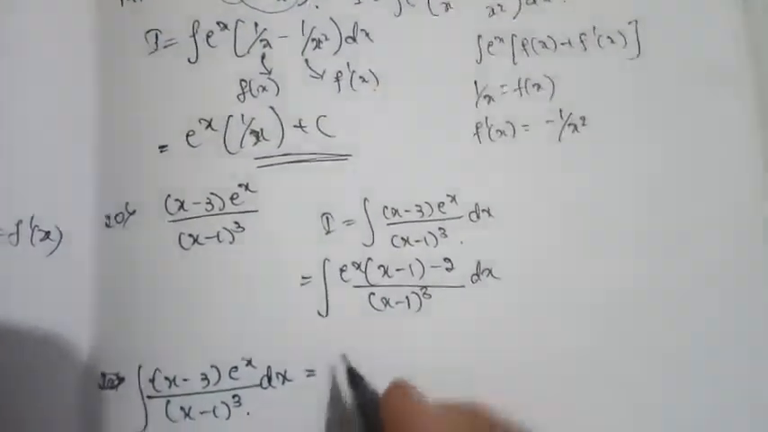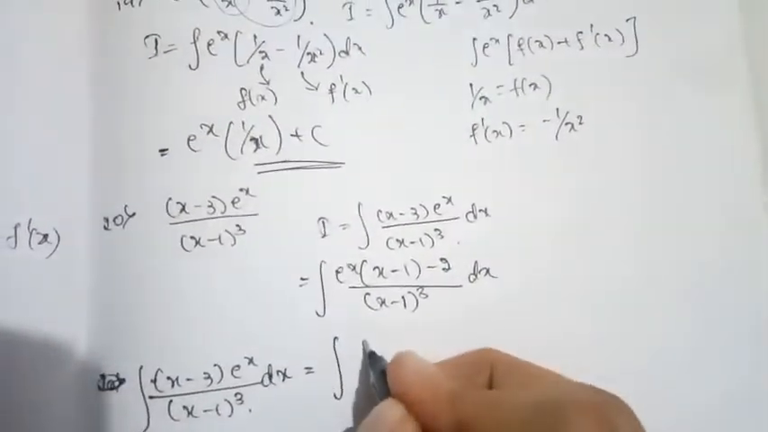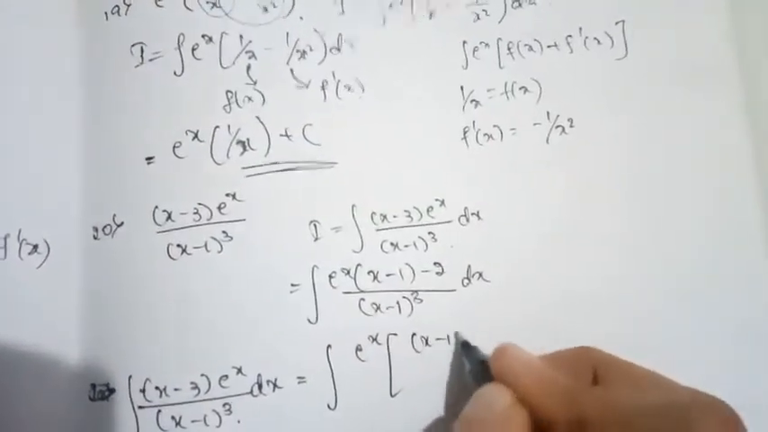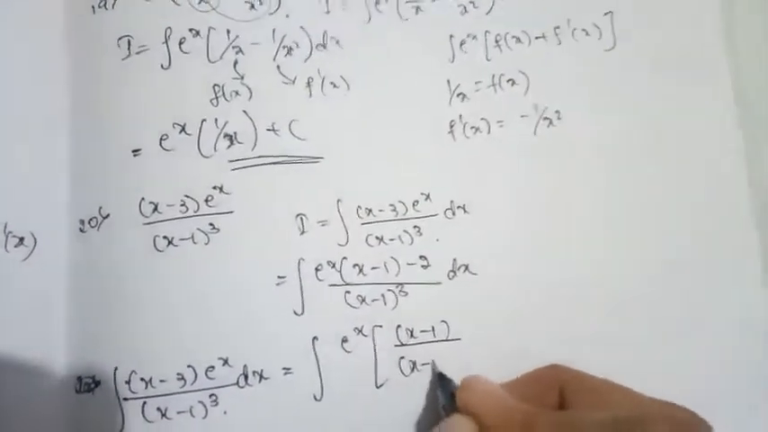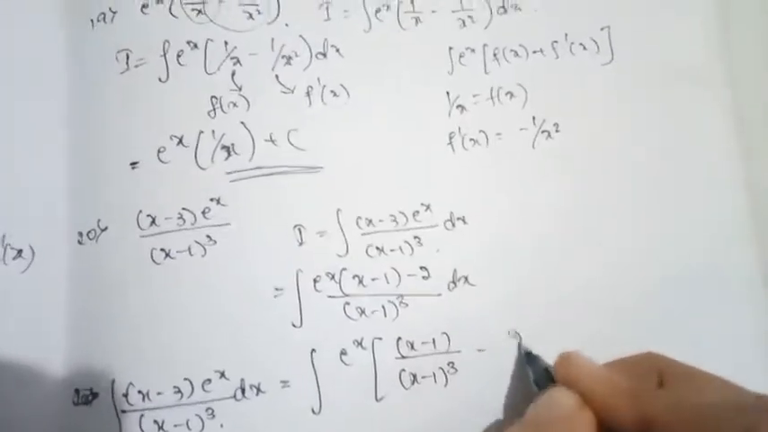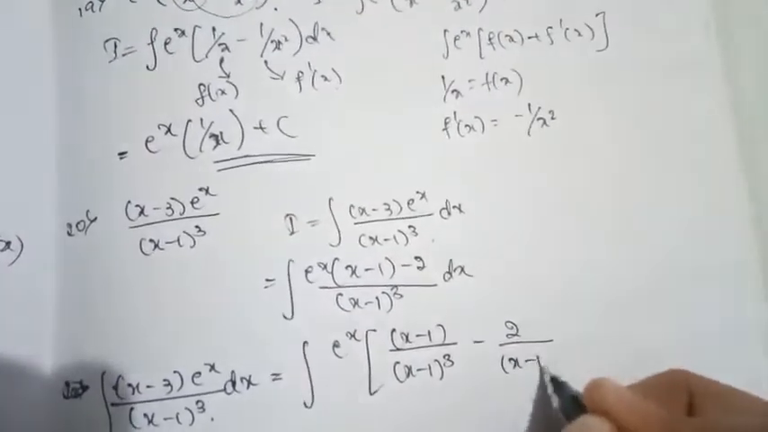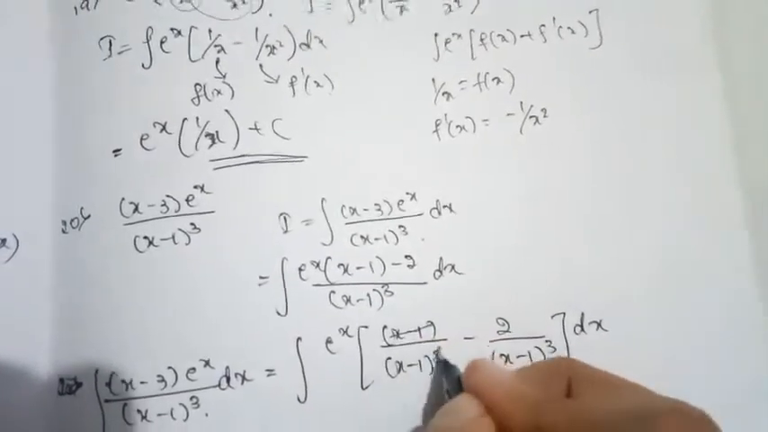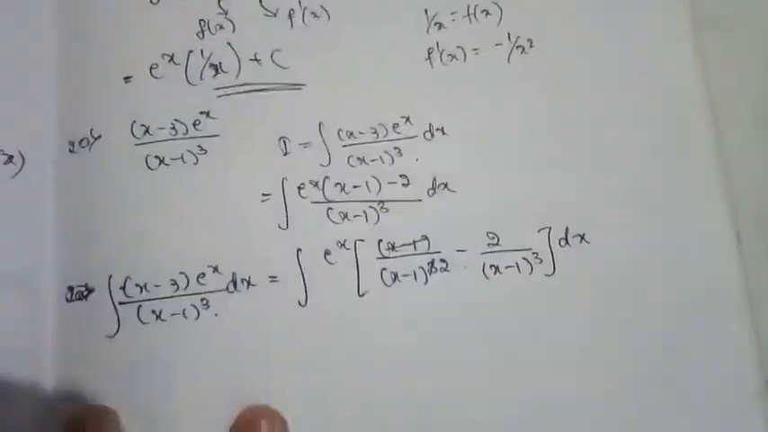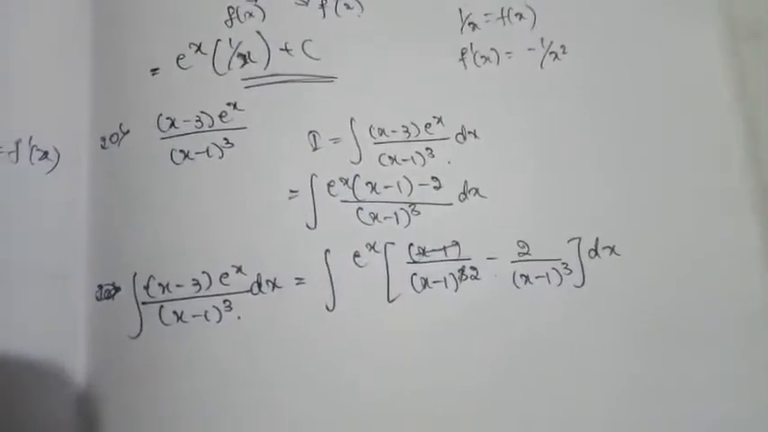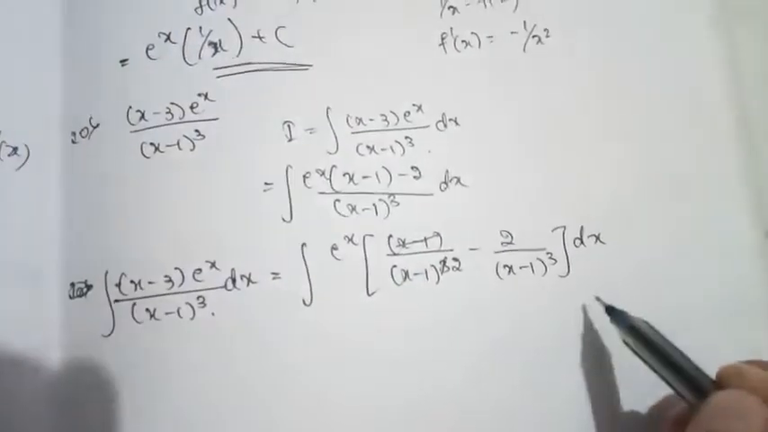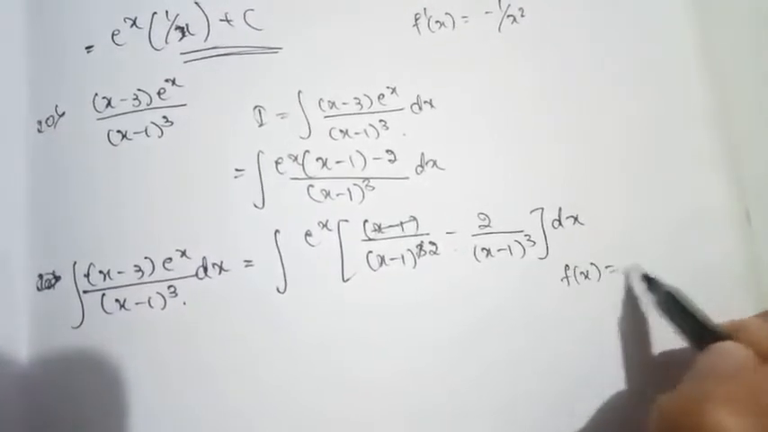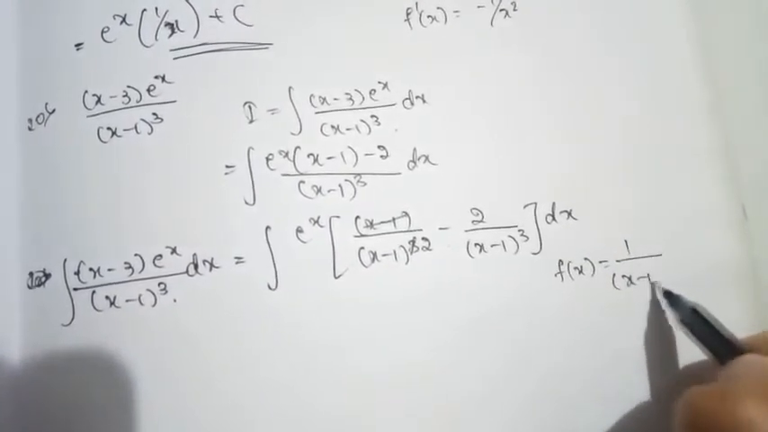So now what happens here? Integration of e^x, splitting the numerator, that is (x minus 1) divided by (x minus 1) whole cube, minus 2 divided by (x minus 1) whole cube, dx. Here one (x minus 1) gets cancelled. Here we are having 1 divided by (x minus 1) whole square. So now, upon continuous practice, I hope everyone might have got that f(x) is equal to 1 divided by (x minus 1) whole square.